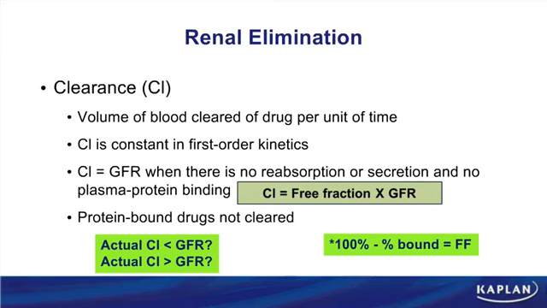On the other hand, if the actual clearance of a drug is greater than the GFR, then I must be adding to the filtrate. I must be actively secreting that drug into the renal tubules because what I filtered is not as much as what's being cleared, so I must be adding to the filtrate at that point.